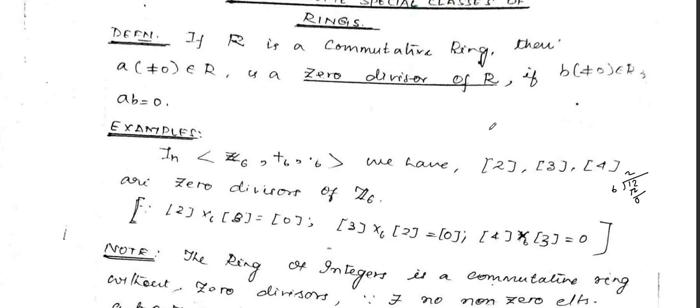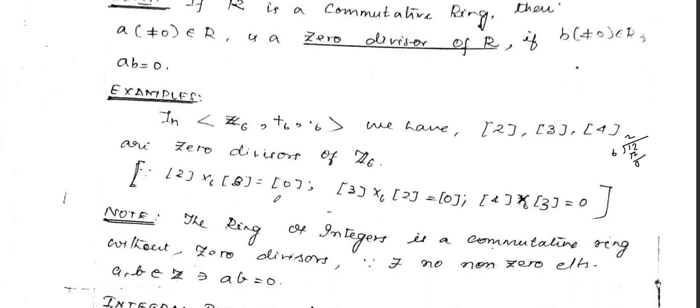We say that a non-zero element is a zero divisor if there exists another non-zero element such that the product gives me 0. So for 2 we have 3, and for 3 we have 2 as well as 4. So these are the zero divisors.